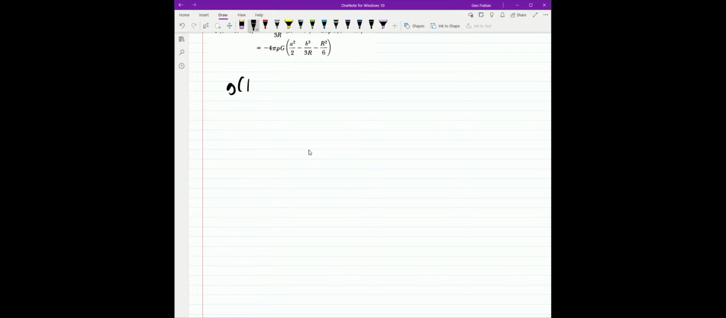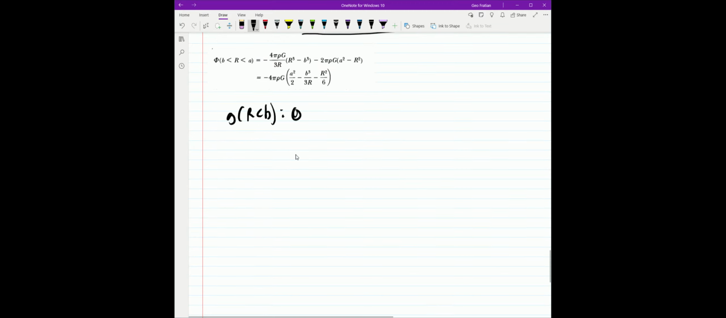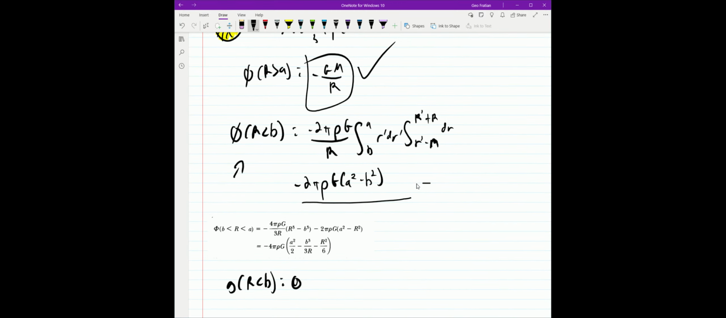So g when r is less than b is equal to 0, right? Because we have our phi expression here. If you take the partial derivative of this with respect to r, there's no r value in there, so it goes to 0, right? That's why it's 0.